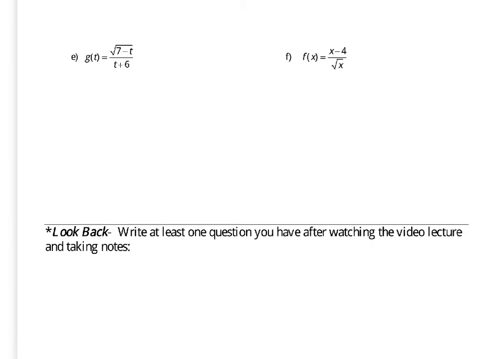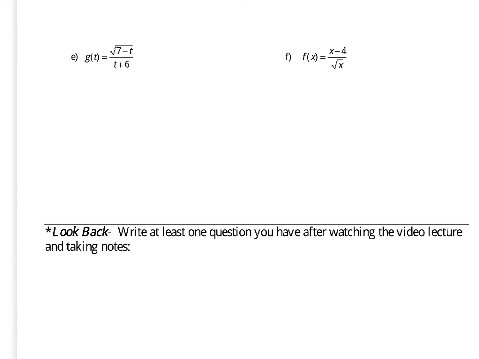So we cannot have negative values underneath the square root, so I'll write 7 minus t must be greater than or equal to 0. When I solve that, notice I would get negative t is greater than or equal to negative 7, and then to get t alone, I would divide both sides by negative 1. Remember, though, when you do so with inequalities, the symbol switches its direction. So now I get a statement that says t must be less than or equal to positive 7.